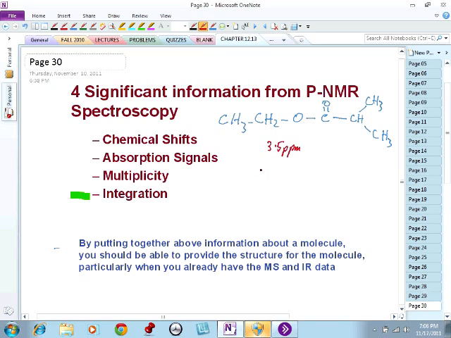What would be the multiplicity? Quartet, exactly. That would be quartet. How many hydrogens? 2. About this here.